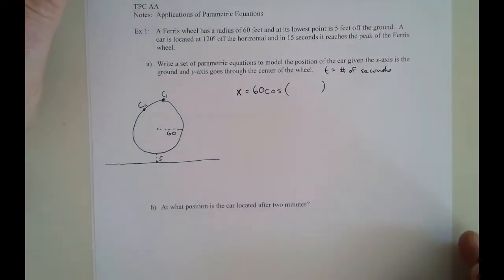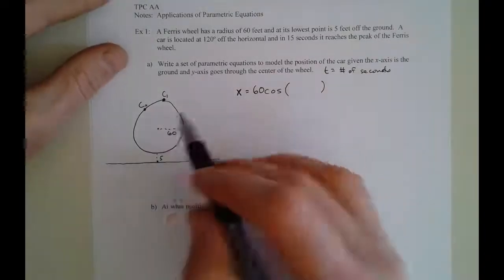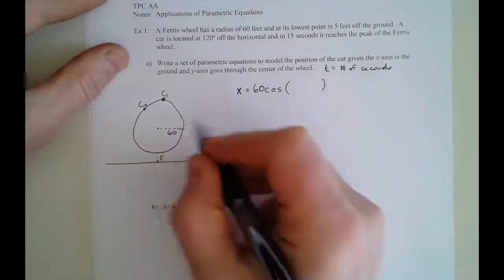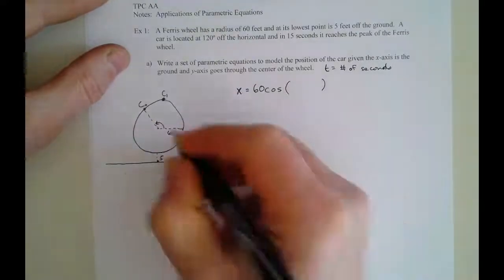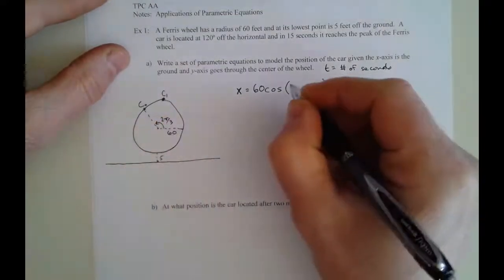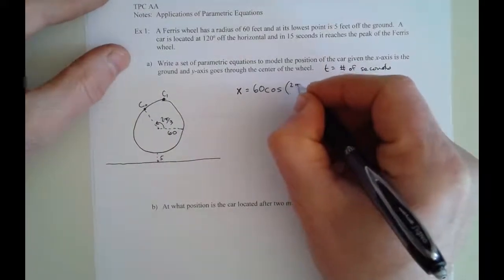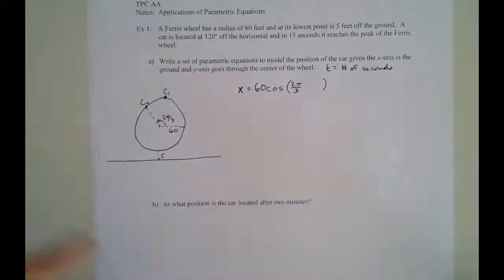As I'm starting this problem, I want to think about where you started. Where did I start? If I'm thinking about this, this angle right here is 120 degrees. We're going to change it to radians, so I'll keep it as 2 pi over 3. So that's where I'm starting. If I plug in a 0 for the time, I'm going to find the cosine of 2 pi over 3 times 60. That'll give me my x location.